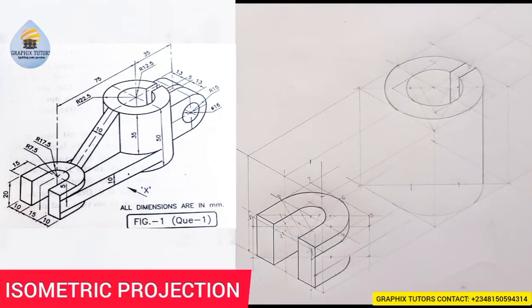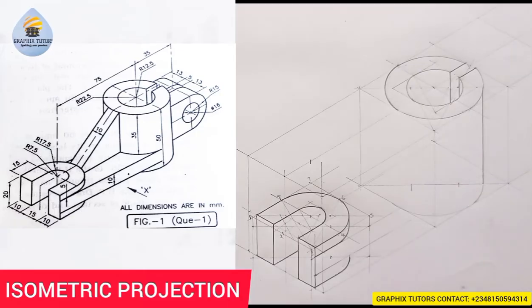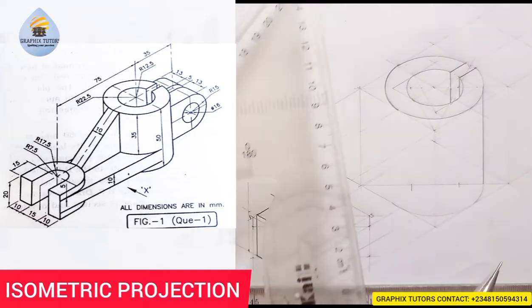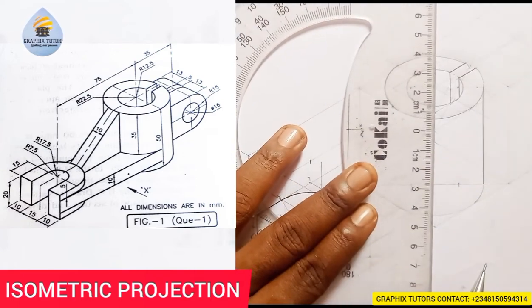Then the next thing that we are doing here is that I will now measure 35 downward to get another inclined line. So from this point here, I'll measure 35 downward. So let's do that and see. Let me just do that to see what we're talking about. So from this point here, measure 35 downward from 0.